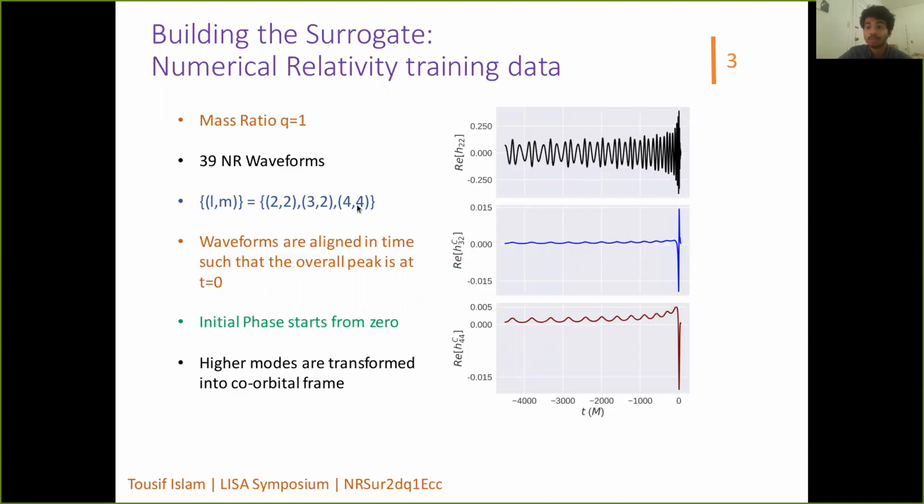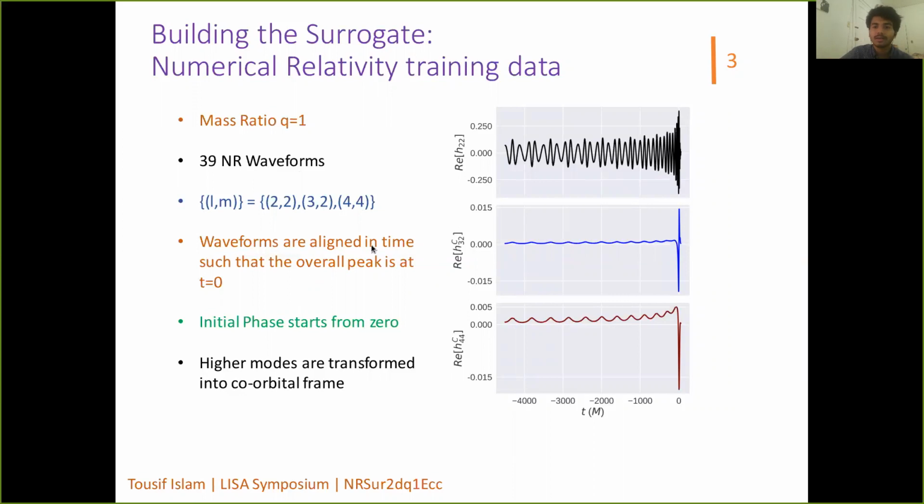Because of the symmetry, the odd modes are 0 for q equal to 1. All the waveforms are aligned in time such that the overall peak is at t equal to 0. And then we also align the initial phase to start from 0. It makes the modeling easier.